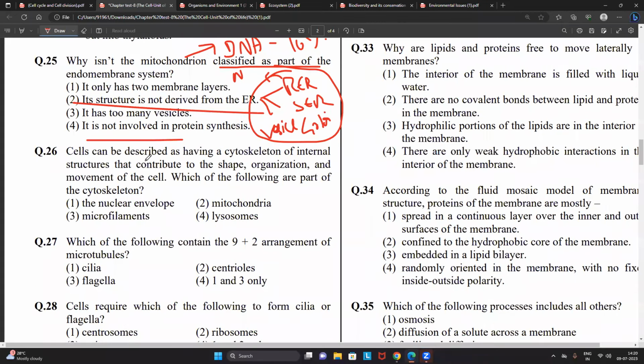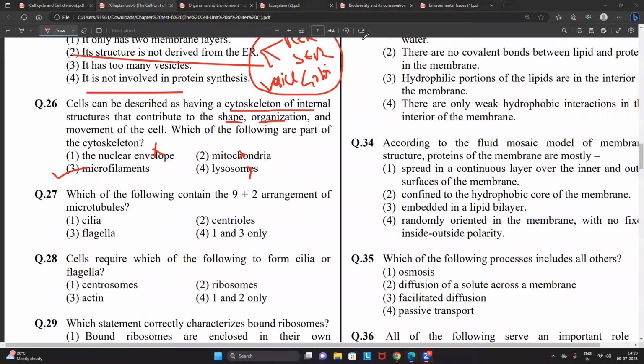Question number 26. Cells can be described as having a cytoskeleton, an internal structure that contributes to the shape, organization, and movement of the cell. Which of the following are part of the cytoskeleton? Direct question. Nuclear envelope, mitochondria, lysosomes are not involved, obviously. So it is the microfilament.